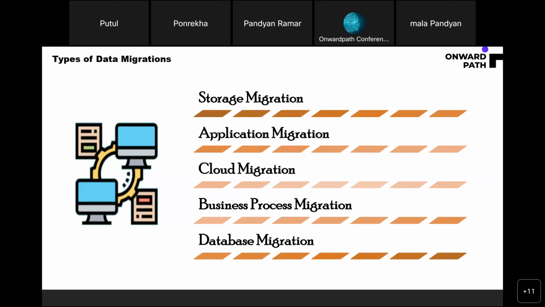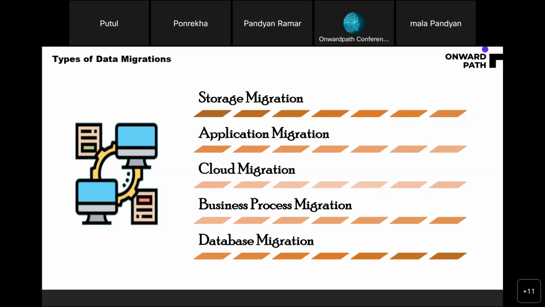Next is application migration. For example, when an organization switches to another vendor, we go for application migration. This process is complex because applications interact with other applications too, and each one has its own data model. So please be careful while handling application migration. During application migration, database migration is included in that.